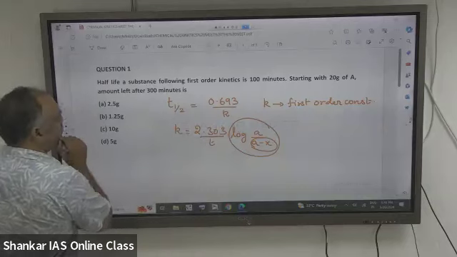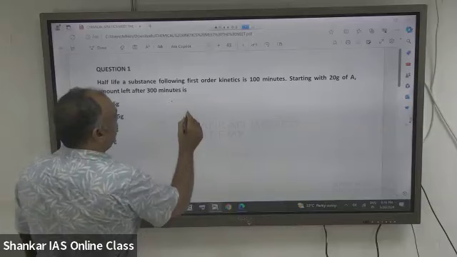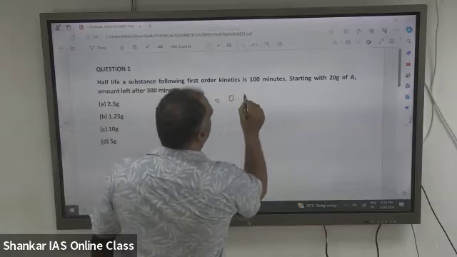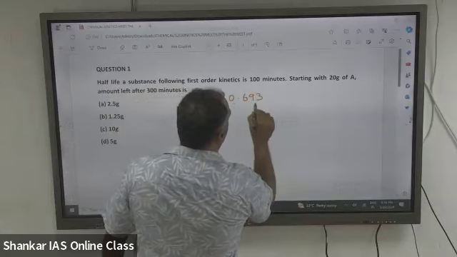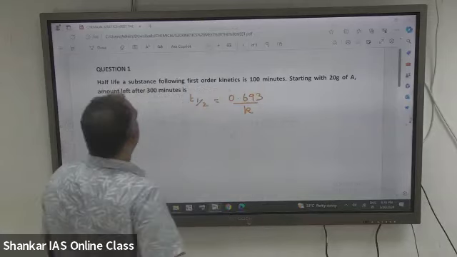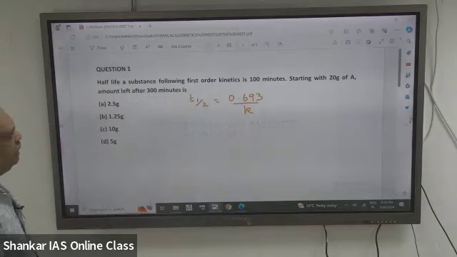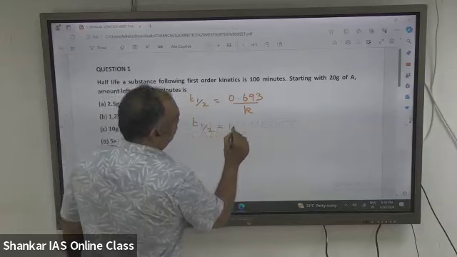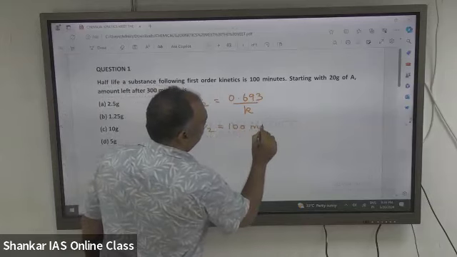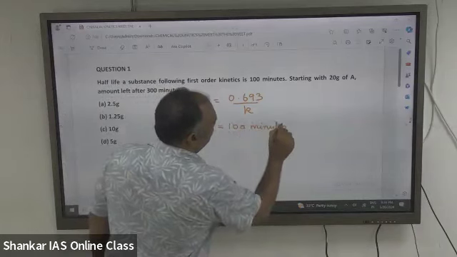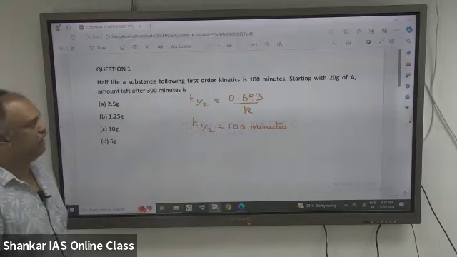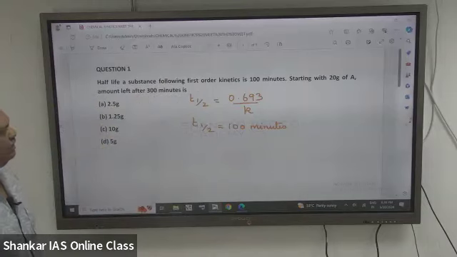So I'll write the equation for T half again. T half is equal to 0.693 by K, where K is the rate constant. Now, in this particular reaction, they have given the T half value as 100 minutes. And they are asking you what is the amount left after 300 minutes. So how do we approach this in an easy way?